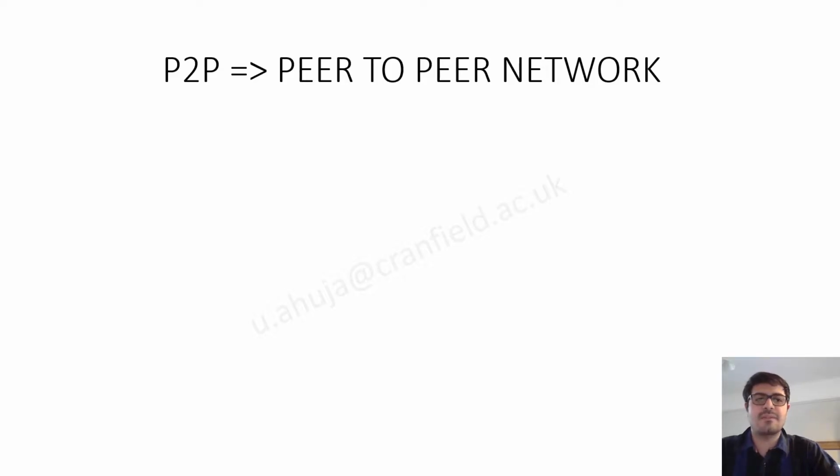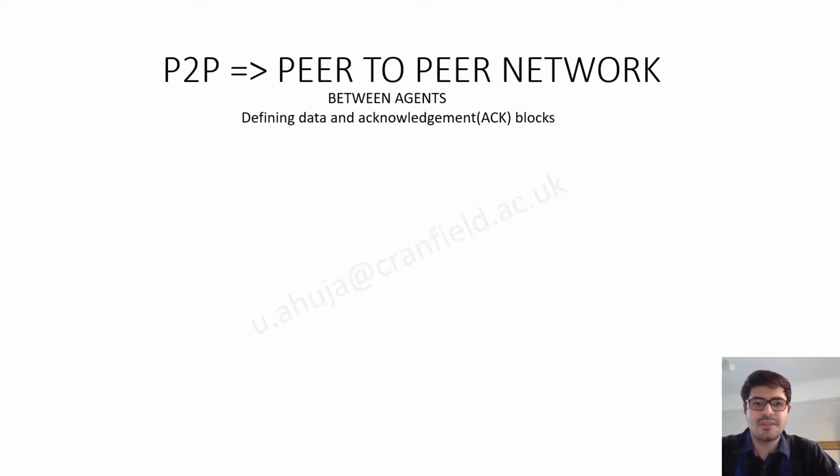So here we define the peer-to-peer network, or P2P, in more detail. We define this in diagram form between agents. So we're defining data and acknowledgement blocks. Let's consider a sender and a receiver. We have one side as a sender and the other side as a receiver.